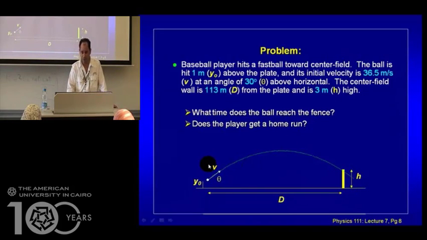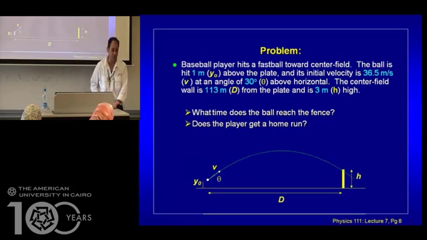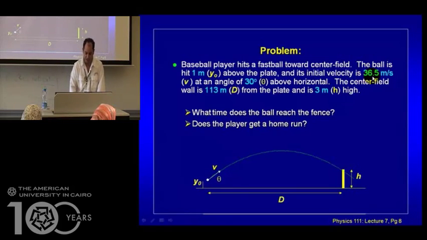If we have this problem, we have a baseball player. He hits his ball into the center field. The ball is being hit at 1 meter height, so that it does not start from 0. This is the 0, and you hit it from 1 meter height. And it goes with the initial velocity equal to 36.5 meters per second, with an angle with the horizontal equal to 30 degrees.